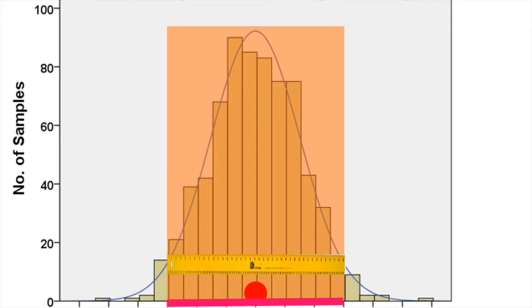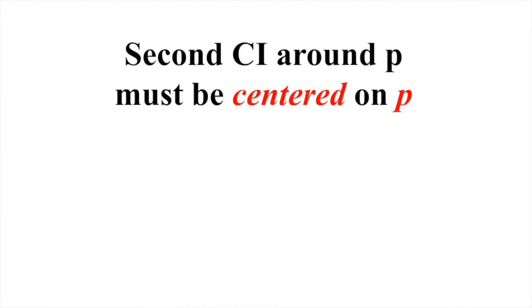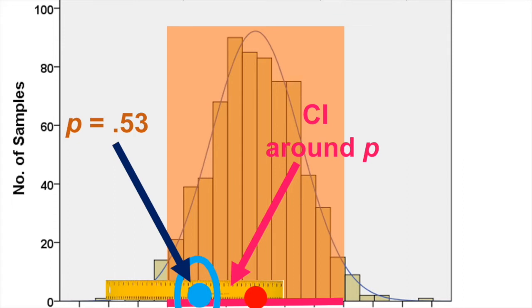It looks like a little yellow yardstick. I've temporarily placed it above the confidence interval for p around pi so you can see how the two confidence intervals are the same length. So let's take this confidence interval that we just created and move it around. It is the confidence interval around p, not pi. So let's make sure the second CI is centered on p. So first, we'll move it to become a confidence interval around p.